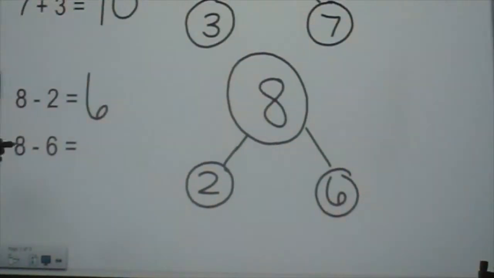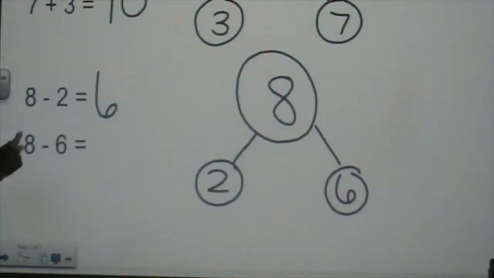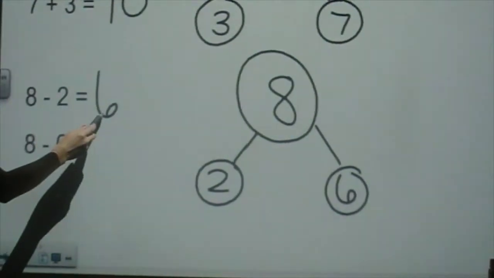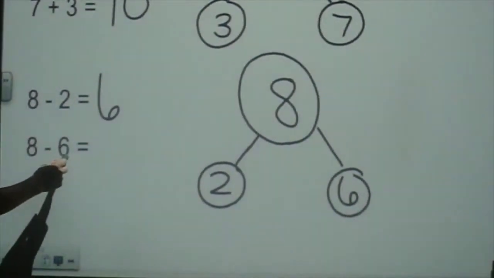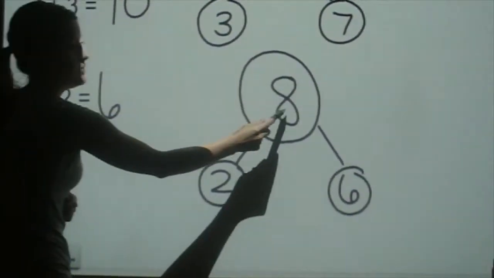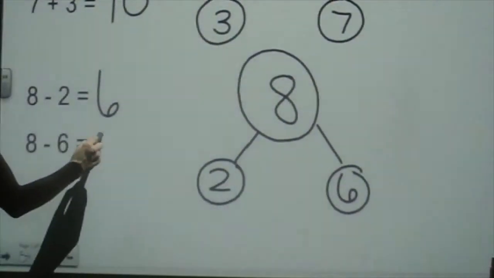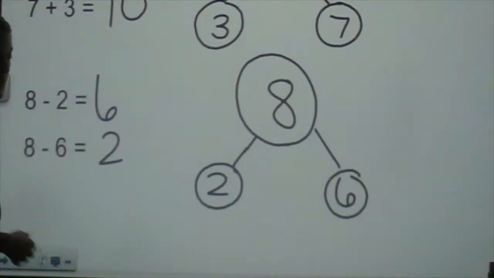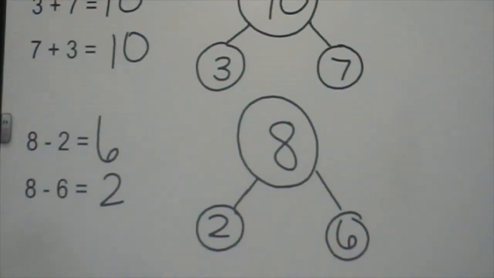And with that commutative property, again, we can just switch those numbers around. So if I know that 8 minus 2 equals 6, same goes for 8 minus 6. Switch those numbers around. 8 minus 6 equals 2. And that's our commutative property. Now let's take a look.